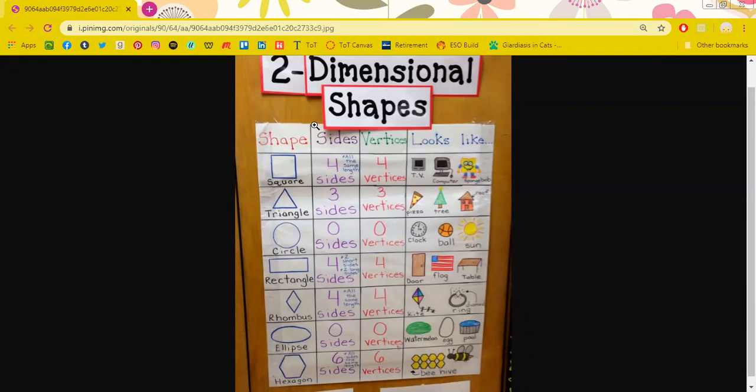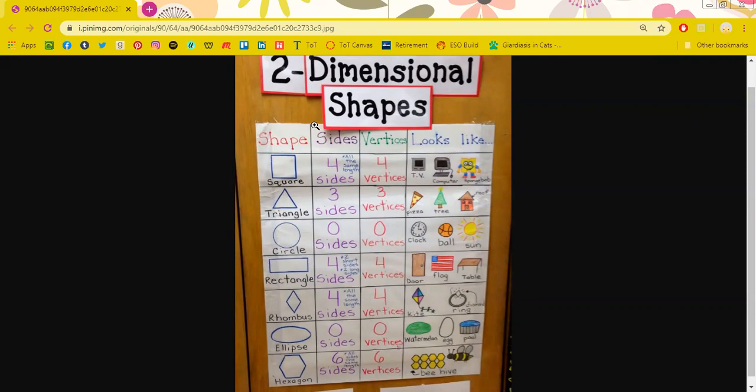This week, we are on week 6. We are starting a brand new topic. We are now on topic 14, which has to do with 2-dimensional and 3-dimensional shapes. So for these first couple of lessons this week, we are going to be focusing on 2-dimensional or flat shapes.